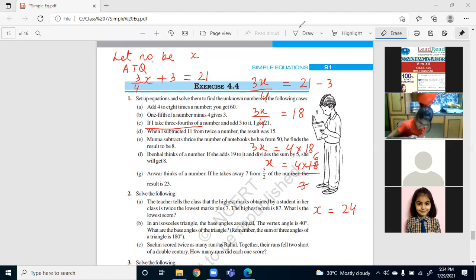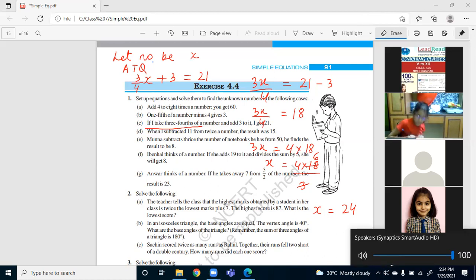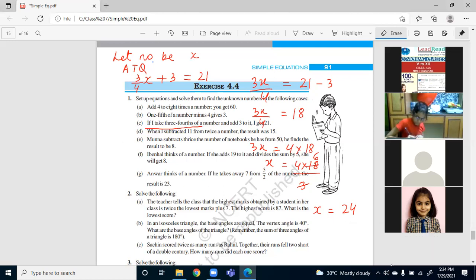Your voice is coming very low, Samraj. Please check your mic setting. Okay, ma'am. Ma'am, now is it correct? Now is it okay, ma'am? No, Samraj, I am not getting it properly. Okay, ma'am, I'll just check it.